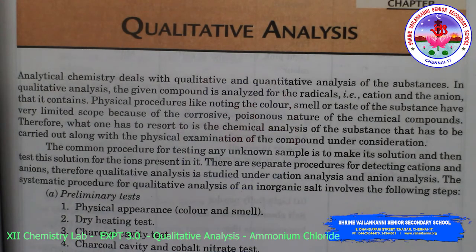Many acid and basic radicals exist, and we will do a few of them. You must memorize the systematic analysis, that is the general procedure. Then you can do the reactions accordingly. The systematic procedure must be written, and the observations and inferences must be recorded, followed by reporting the acid and basic radicals analyzed at the end. So this is qualitative analysis. Now we will see the general procedure.